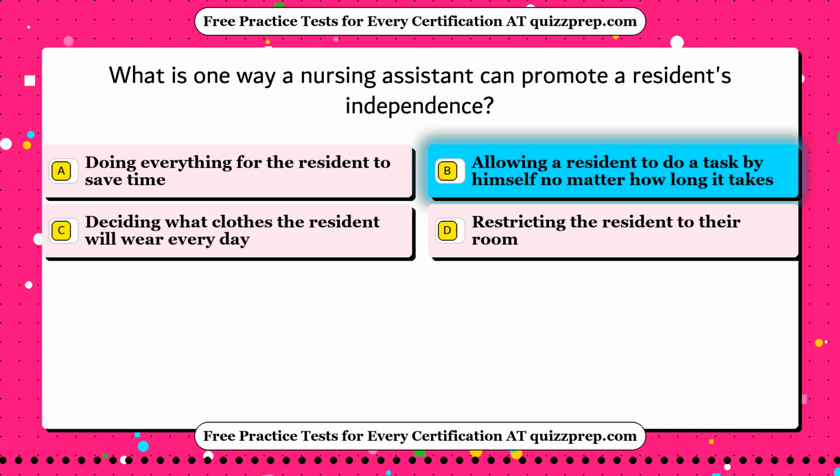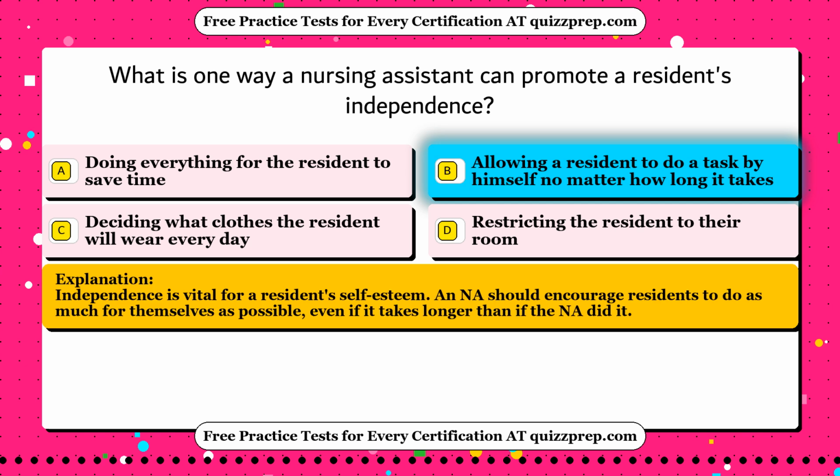The correct answer is option B. Allowing a resident to do a task by himself no matter how long it takes. Independence is vital for a resident's self-esteem, and NNAAP should encourage residents to do as much for themselves as possible, even if it takes longer than if the NNAAP did it.